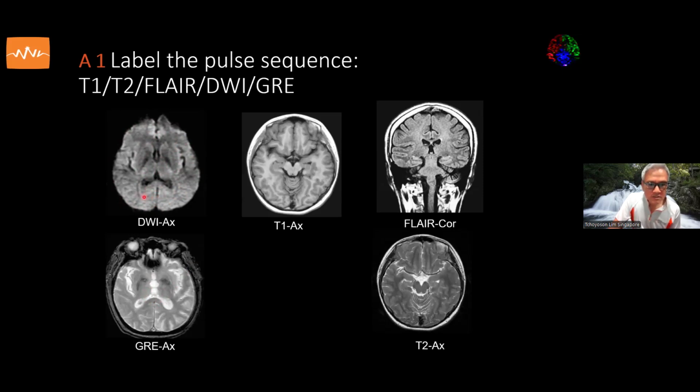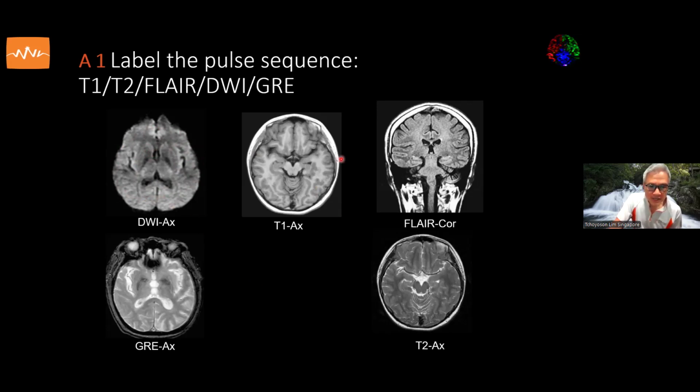The reason is that many of these images have a matrix of 512 by 512, or sometimes even 1024 by 1024, whereas diffusion-weighted image is typically presented as a 64 by 64 matrix. So it's much poorer spatial resolution, but has better contrast resolution, which we will see in detail later on.